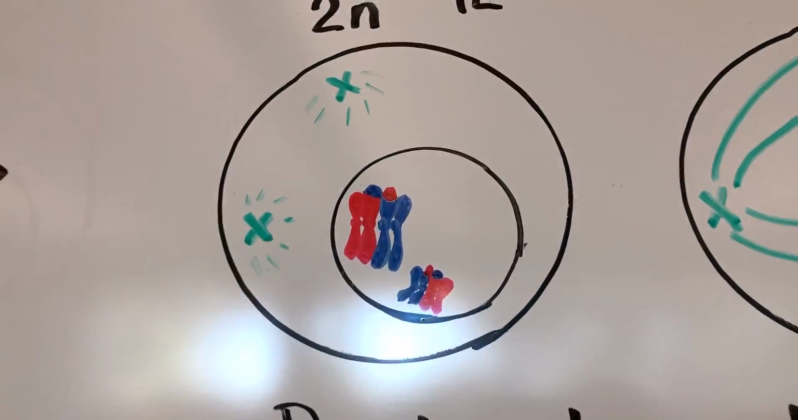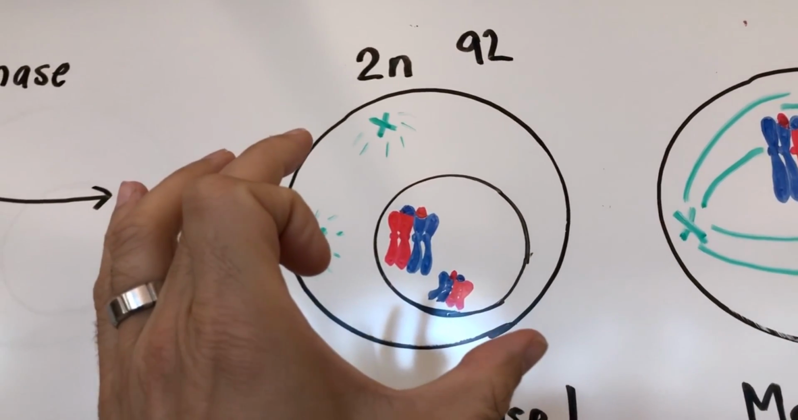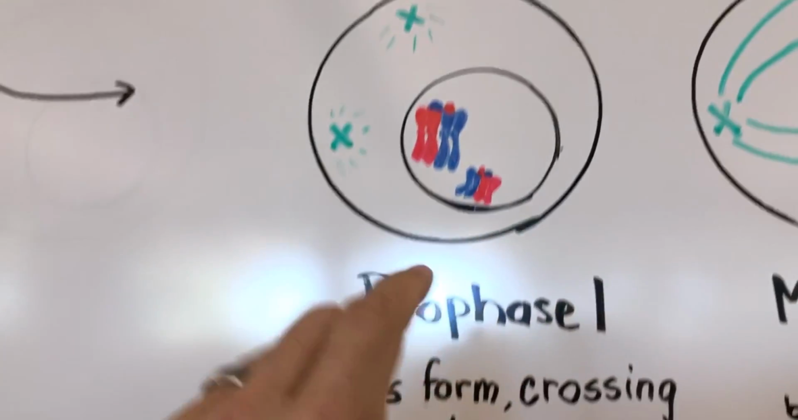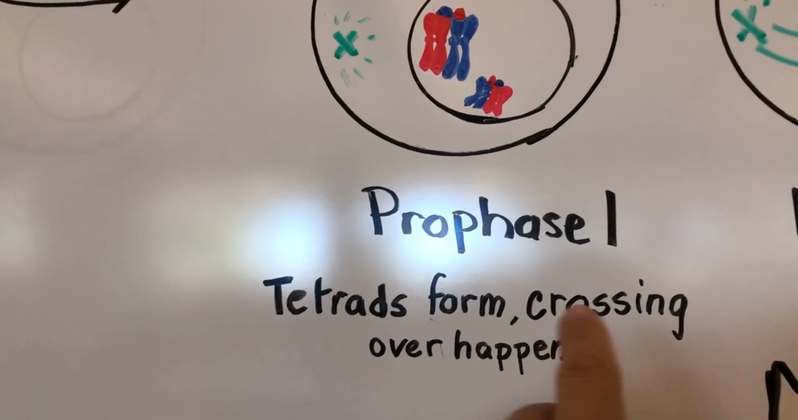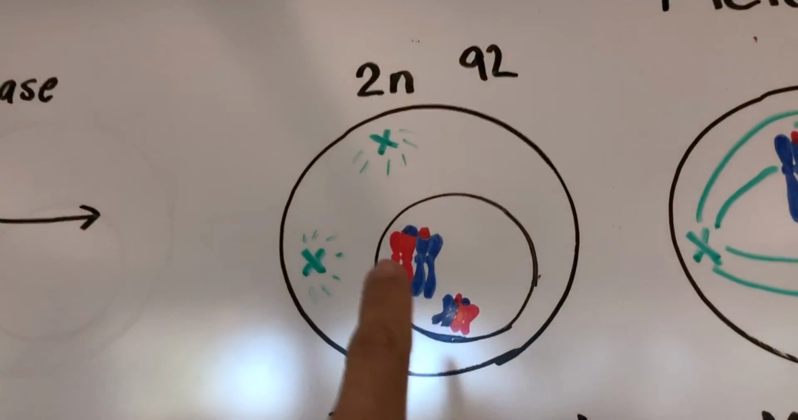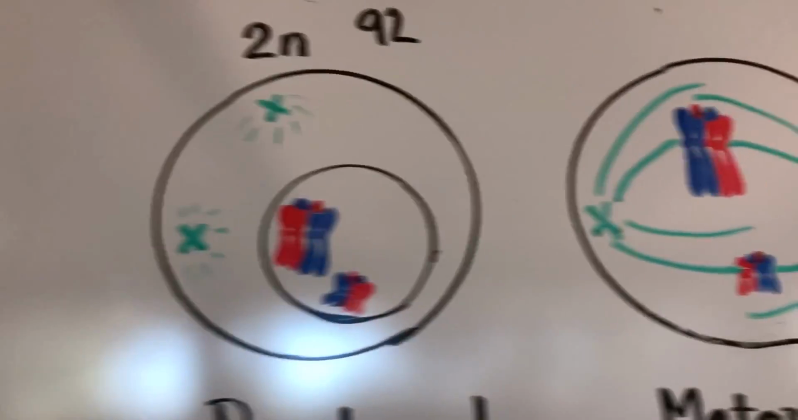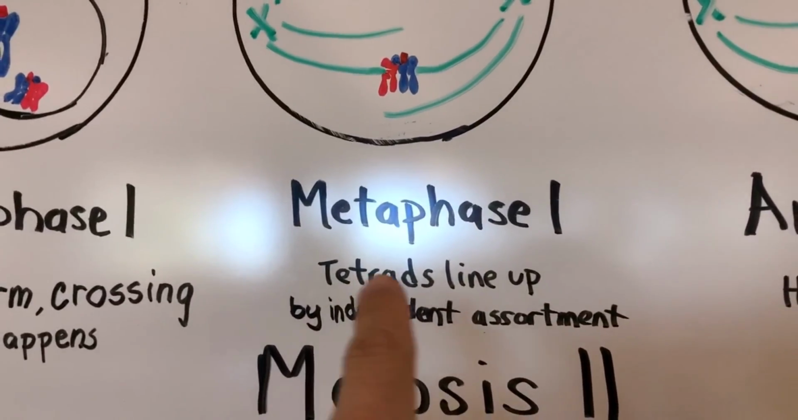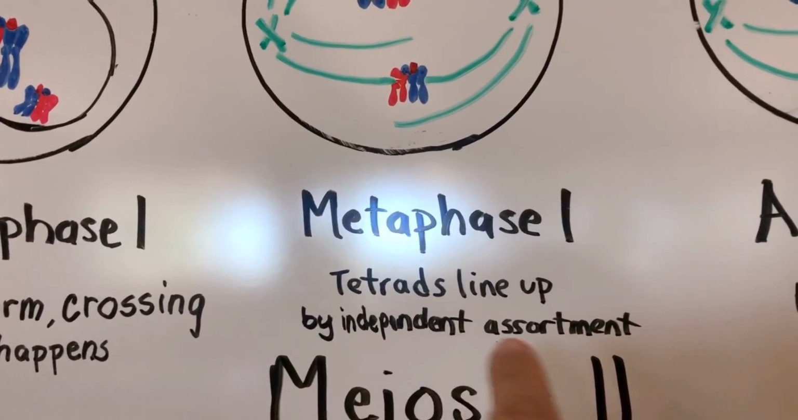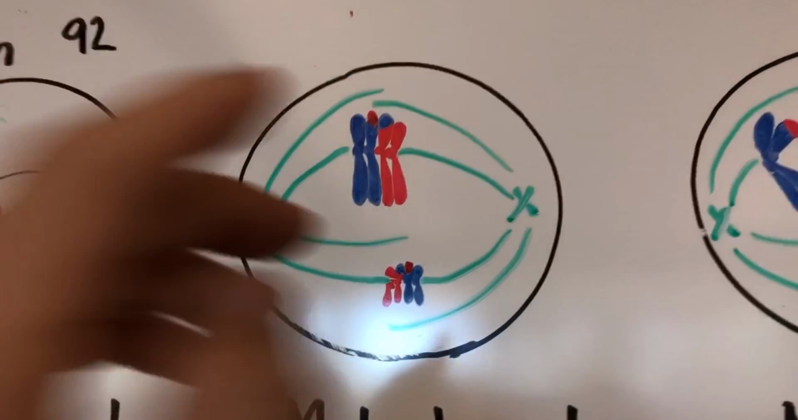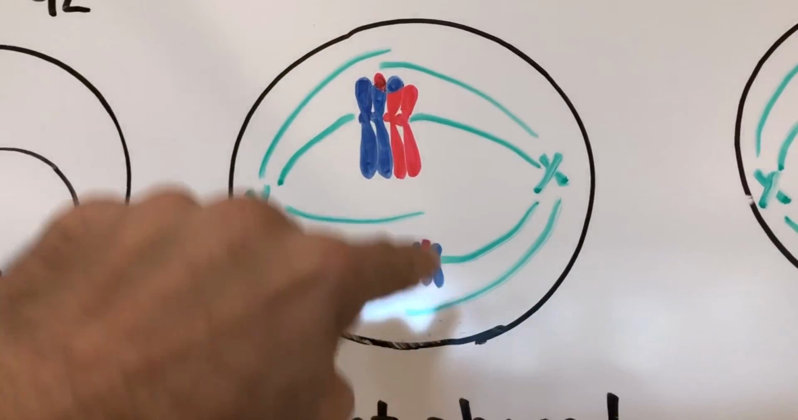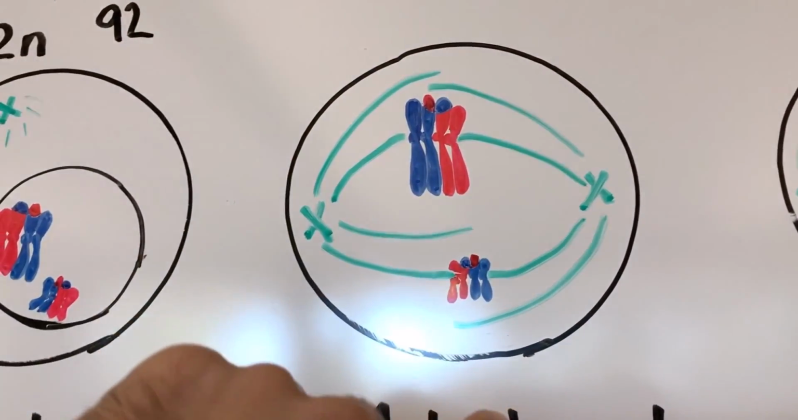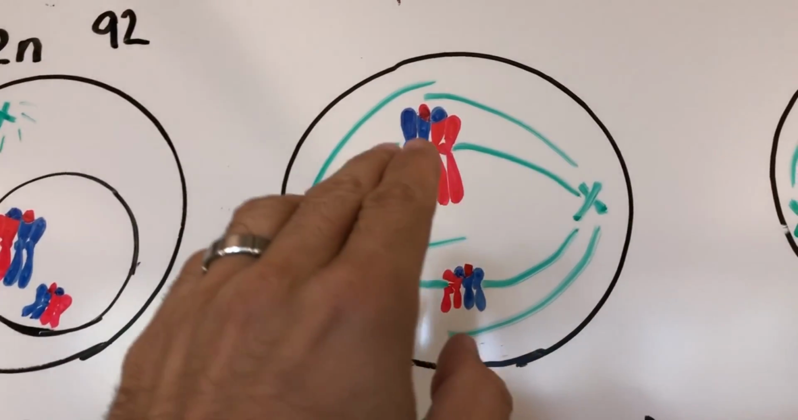So again, what's happening during this Prophase I? Don't forget, each cell has 92 total chromosomes. Tetrads formed, crossing over happened, and crossing over increased genetic variability. We're now ready for Metaphase I, where tetrads line up by independent assortment. Notice that the tetrads have lined up down the center of the cell along this imaginary plate called the metaphase plate. Tetrads line up.